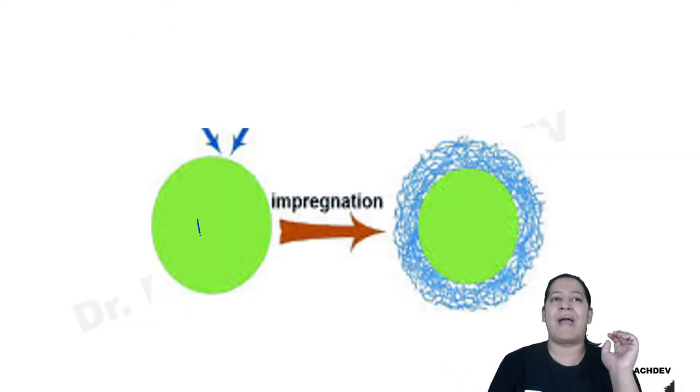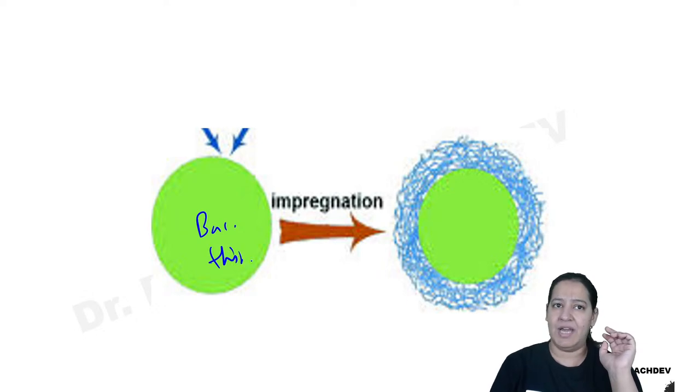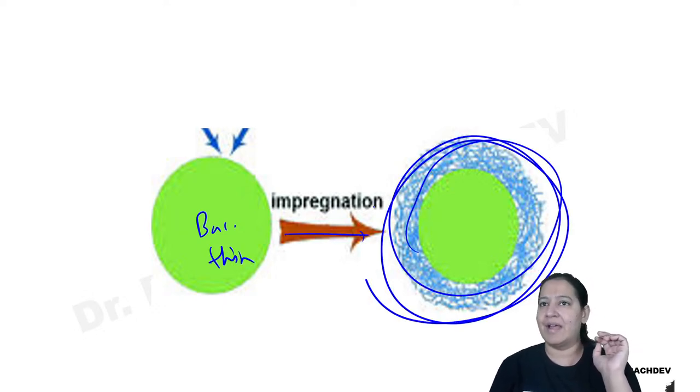So this is the bacteria. It is very thin. So we are doing the layering. This layering is done by AG. That is, the layering is known as impregnation.